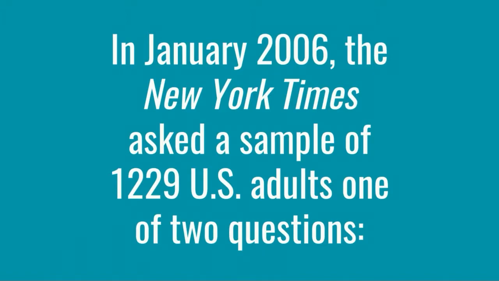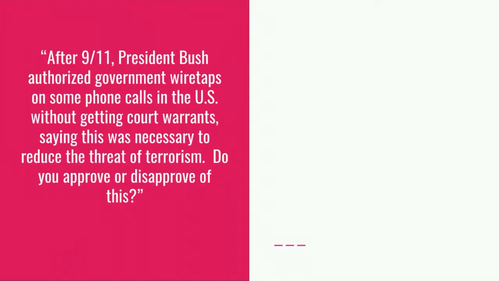So this first one says, in January 2006, the New York Times asked a sample of U.S. adults one of two questions. The first half of the sample got this question: after 9/11, President Bush authorized government wiretaps on some phone calls in the U.S. without getting court warrants, saying this was necessary to reduce the threat of terrorism. Do you approve or disapprove of this? And in that half of the sample, 53% of respondents approved.